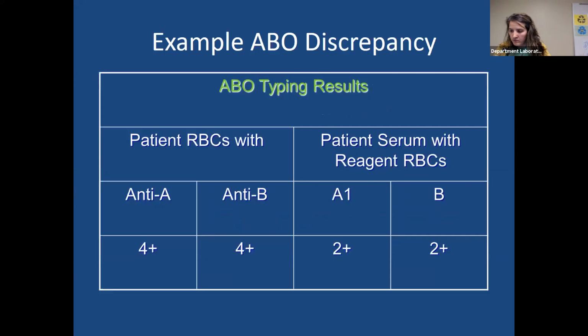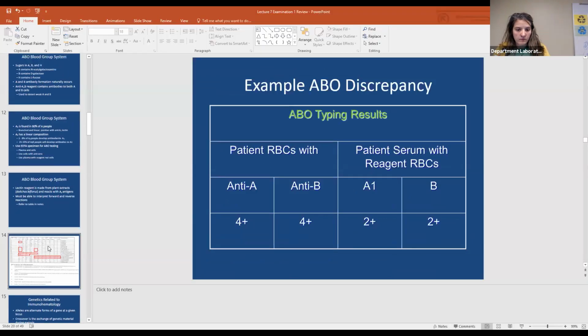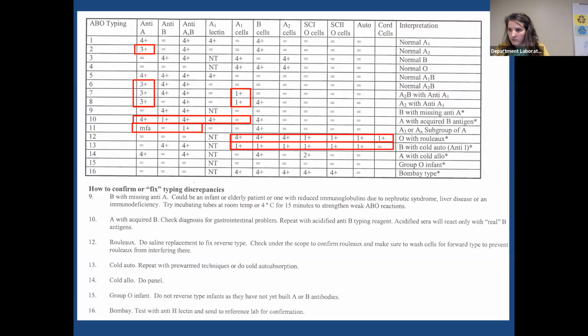I know lecture 4 had one. I was looking at the example you gave, and in that chart, this one doesn't give you any details about phases of reactivity. It just tells you that screening cell 1 was negative, screening cell 2 is negative, and your auto control is negative. While this says B with a cold auto antibody, they're giving you that it's anti-I. Just looking at this, you don't know what phases of reactivity it is. You have to have each phase of reactivity.